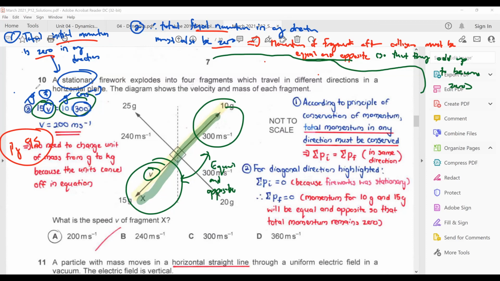Okay, so you will just get 15v equals to 10 times 300, giving you v of 200 meter per second. All right, so that is for this one. This is for 2D momentum.